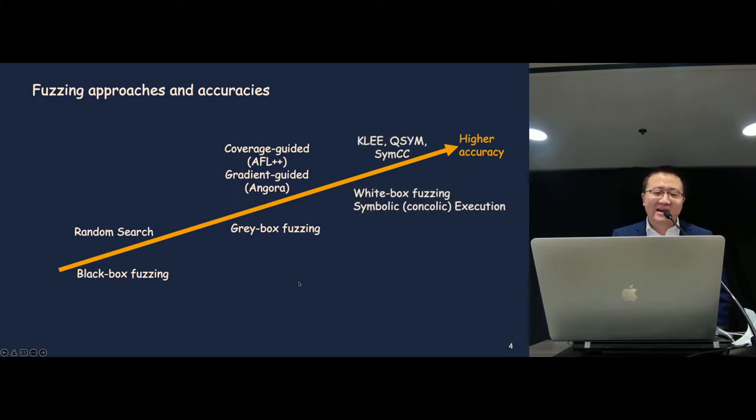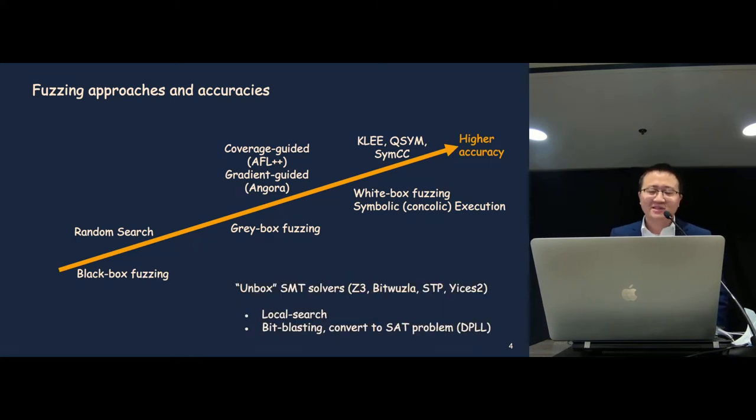So that accuracy is better than black box fuzzing. At the end of this spectrum, we have white box fuzzing, aka symbolic or concolic execution. These tools collect constraints and send them to SMT solvers. If we treat SMT solvers as black boxes, they can magically give you some inputs that satisfy the constraints. So the accuracy is pretty high. But if we unbox the SMT solvers like Z3, Boolector, STP, Yices2, they're actually running searching algorithms. Specifically, modern SMT solvers are running local search algorithms. And if they cannot find a satisfiable input, they will do bit blasting and convert the problem to a SAT problem. And the SAT solver is running some backtracking searching algorithm to find a satisfiable input.